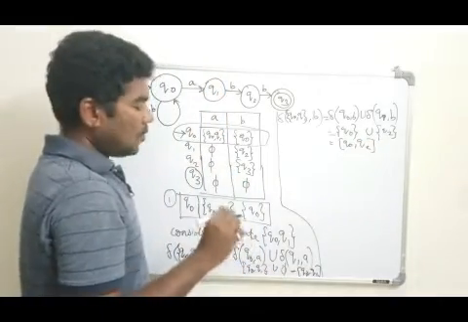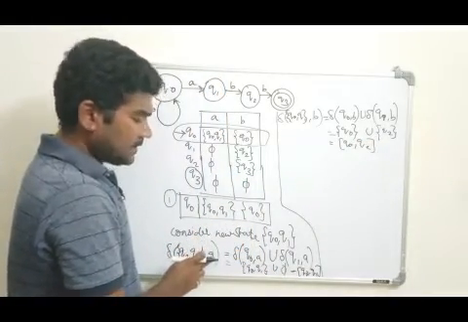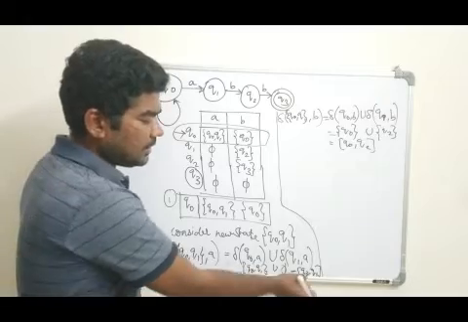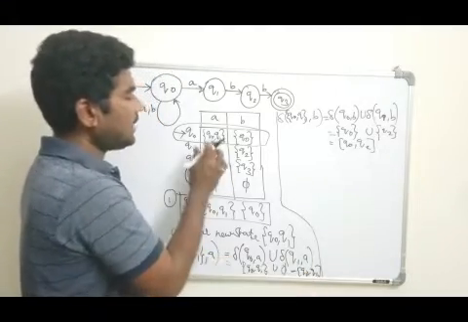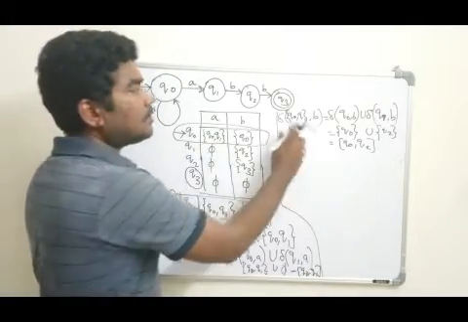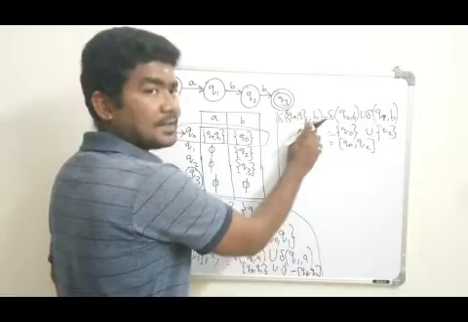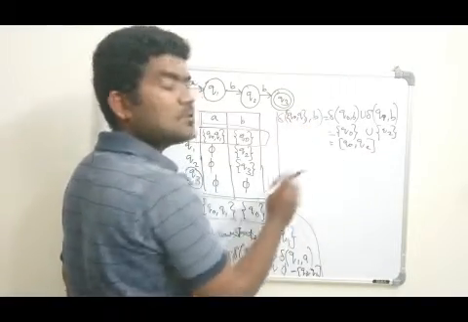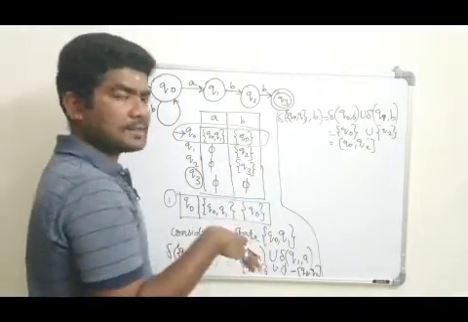So now what happened is, when we are doing a transition with the a input, we are getting q naught comma q1. It's an already existing state here. Then when we are doing the b transition, b input, here we are getting q naught comma q2. It's a new state we got.